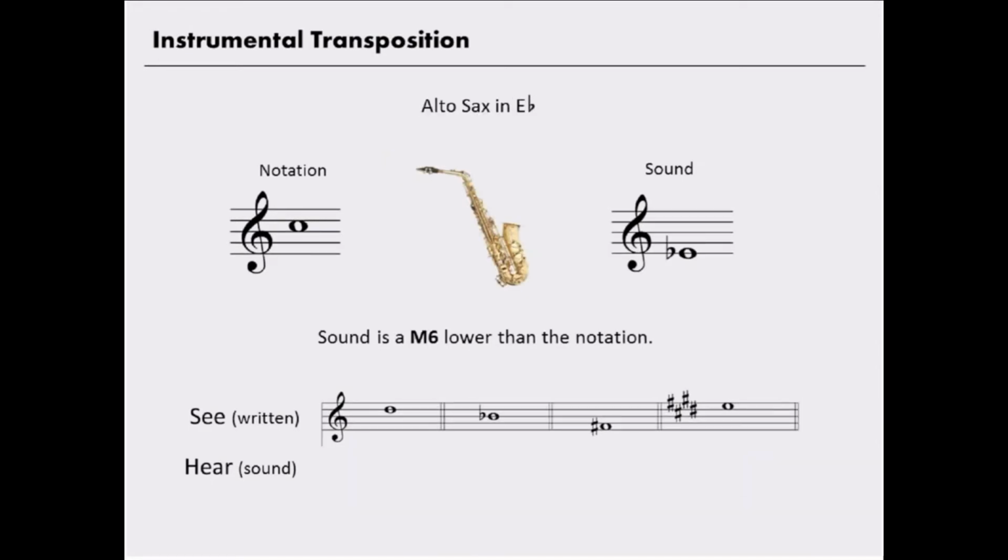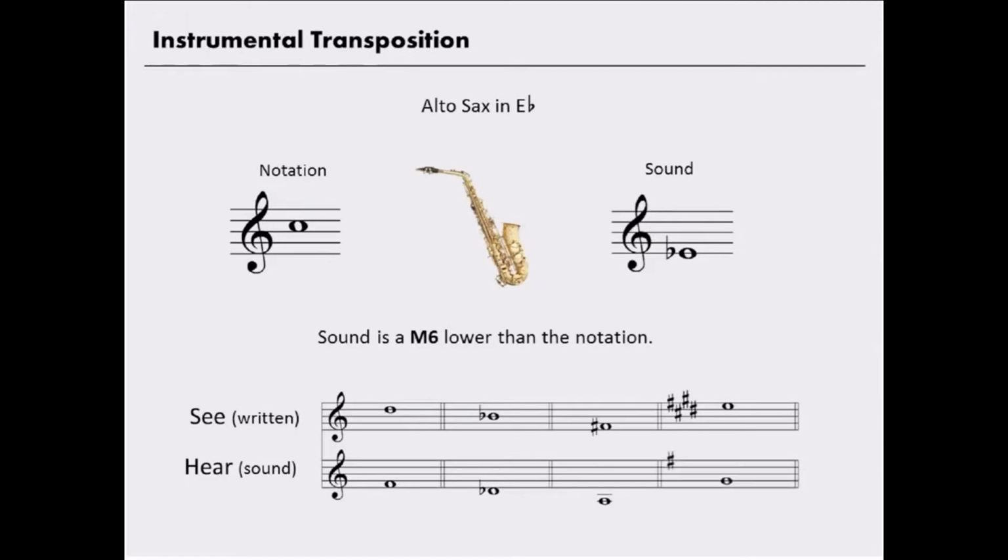Alto sax in E flat. A written C sounds E flat, so the sound is a major sixth lower than the notation. A major sixth below D is F. A major sixth below B flat is D flat. A major sixth below F sharp is A. And if we saw alto sax music in the key of E, it would sound a major sixth lower in the key of G.